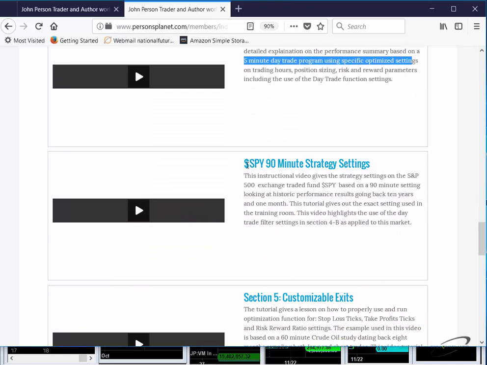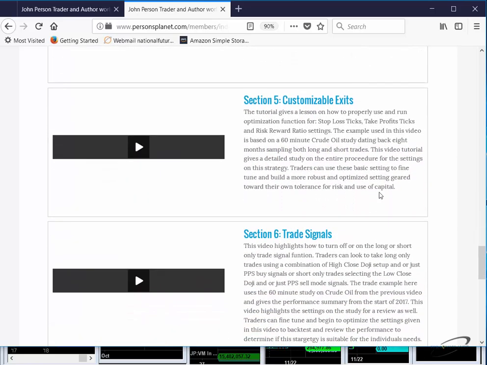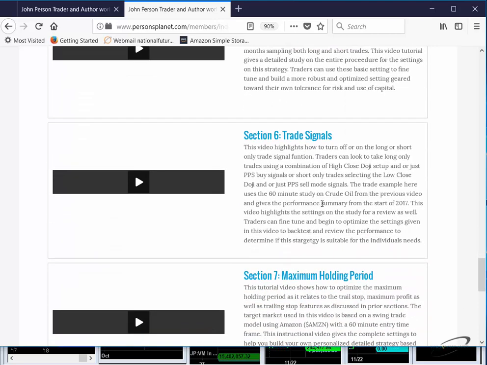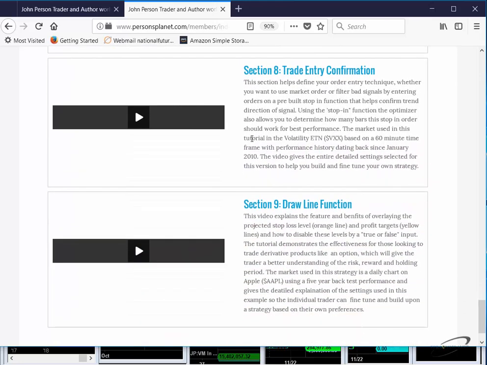If you're an ETF trader or an equity trader, a 90-minute Spider, that's more for swing trading. We've had the 60-minute crude oil study. We have different settings for how to use and turn on and off and back test each different function. More importantly, we also have a model that we gave out settings for the parameters on an Amazon 60-minute swing trade model. And the best of all is the volatility exchange traded note, the VXX, based on a 60-minute time frame.